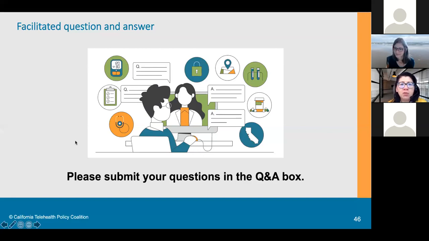For E/M codes with 95 modifier for phone visits, do we use place of service 02? For Medicare, no. For Medicare, you'll put the 95 and then the regular place of service that you normally would have conducted business in. For Medi-Cal, yes, 02. And then I will quickly note that for FQHCs and RHCs on the Medi-Cal side, you would not use the place of service code 02.